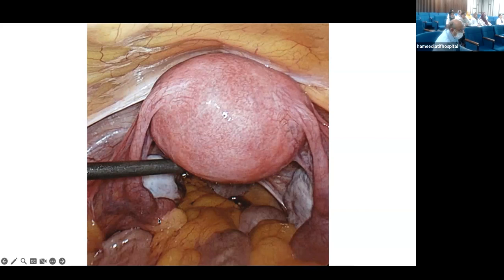And here is the ovarian ligament. The ovary is attached to the uterus on this side. And here you see this ovary and here you see the other ovary.